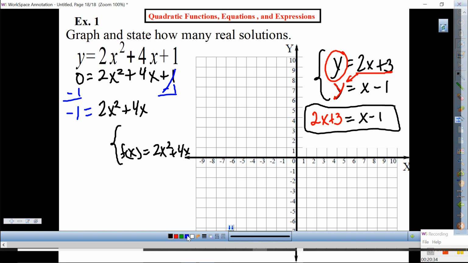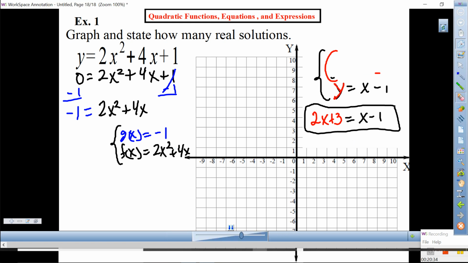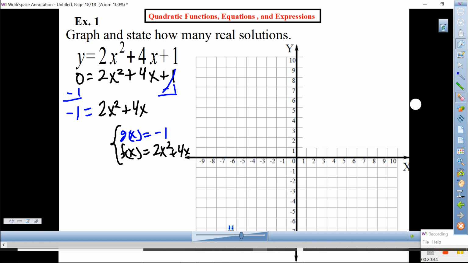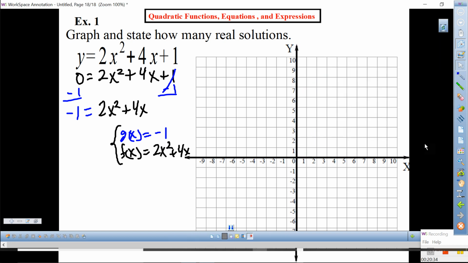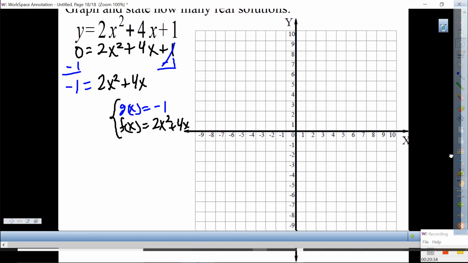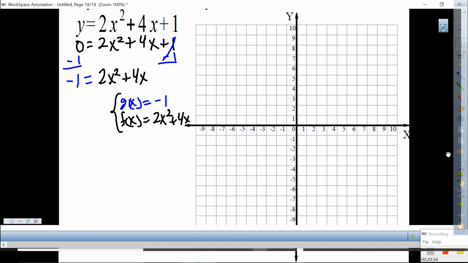So for my second equation, I would write what? F of x equals negative 1. But now since it's in function notation, I'm going to use g of x equals negative 1. Copy that, please. Not this. This was just so that you can transition to that. All right, next.